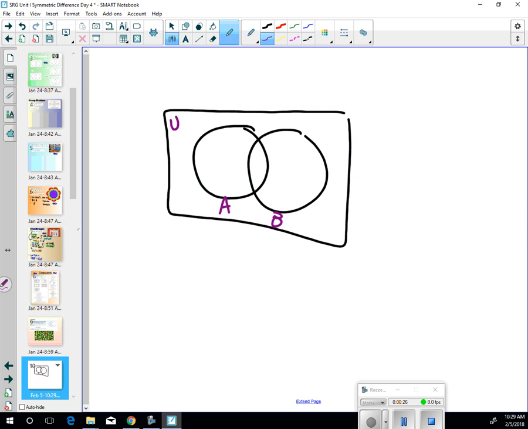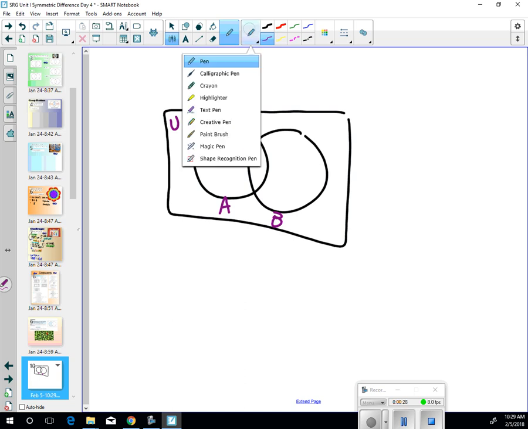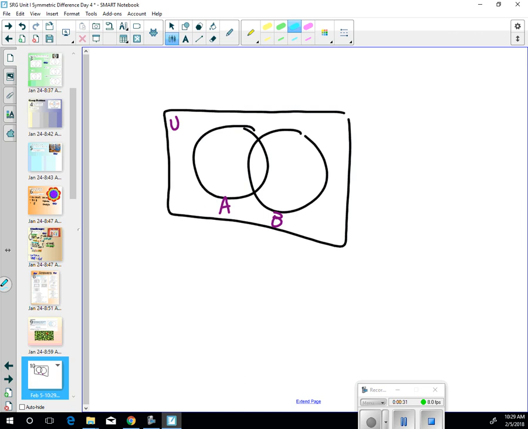Well, one is the intersection. So the intersection is which color? Or which part of this is the intersection? Sliver overlap, right? Another thing we've talked about is the union. And what would the union be? All the circles with the overlap, right? So we've talked about that.